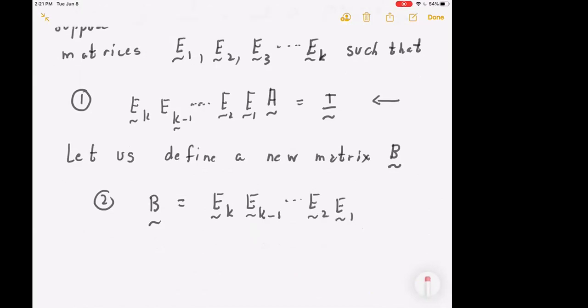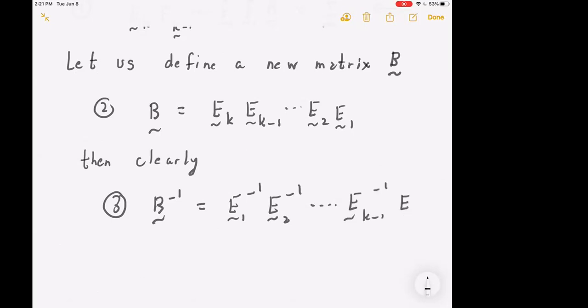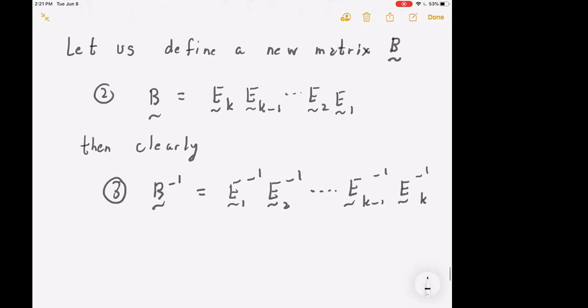So given B, it follows that I can take the inverse of B. And based on our discussions last lecture, I know how to take the inverse of the product of matrices. It's just the inverse of elementary matrix 1 times the inverse of elementary matrix 2, dot, dot, dot, times the inverse of elementary matrix K minus 1 times the inverse of the elementary matrix K. All right, so far so good.